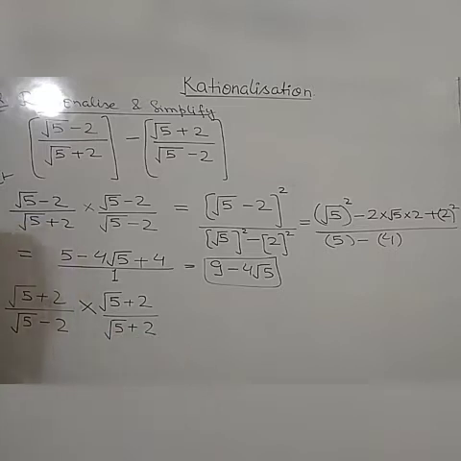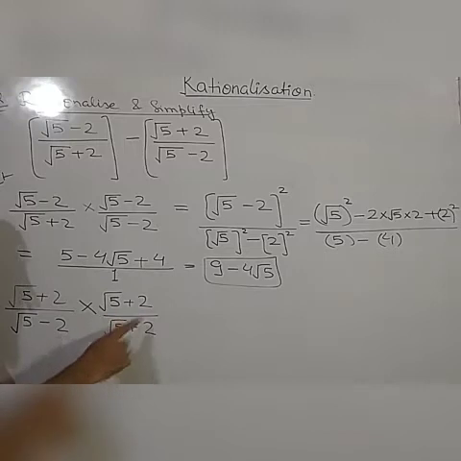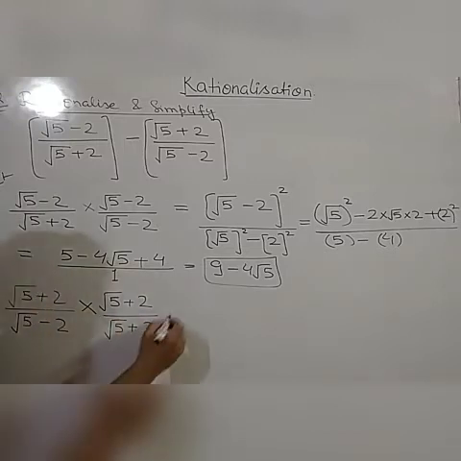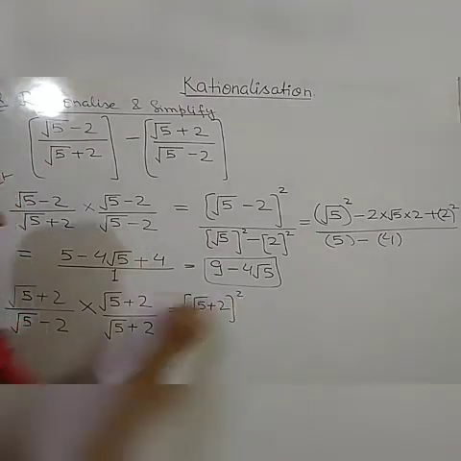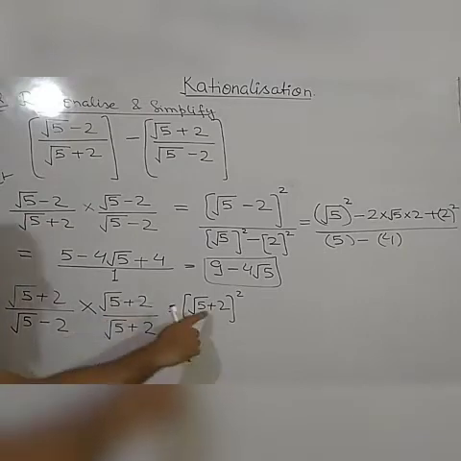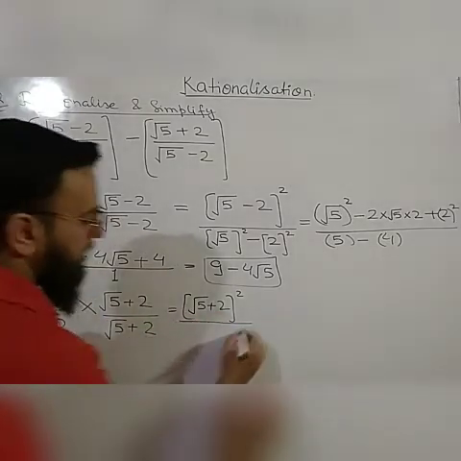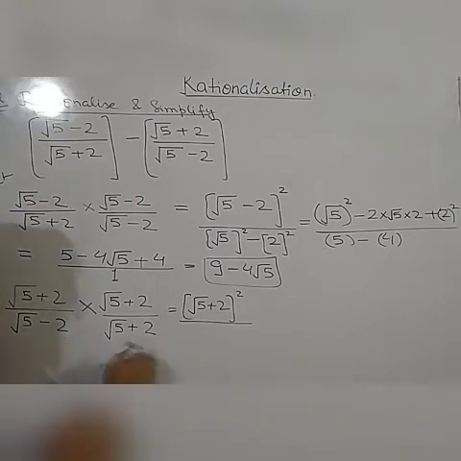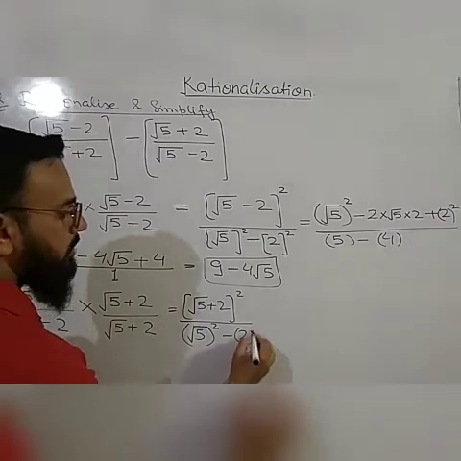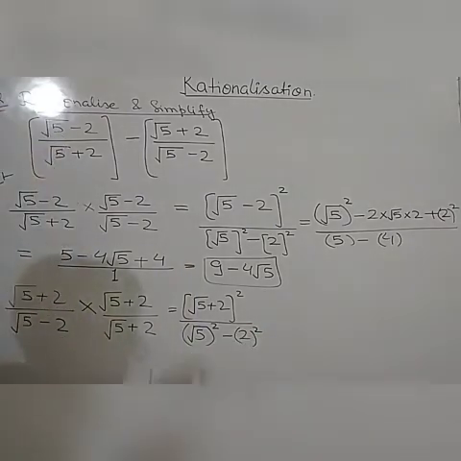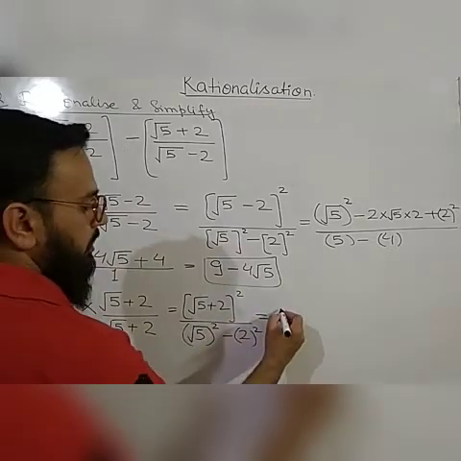You have to write in your notebook that we are multiplying by root 5 plus 2 in the numerator and denominator; I am not writing it again and again. Now the numerator will be root 5 plus 2 whole square, because it is a plus b into a plus b, that is a plus b whole square. In the denominator we get a minus b and a plus b, that is a square, root 5 square, minus b square, 2 square.